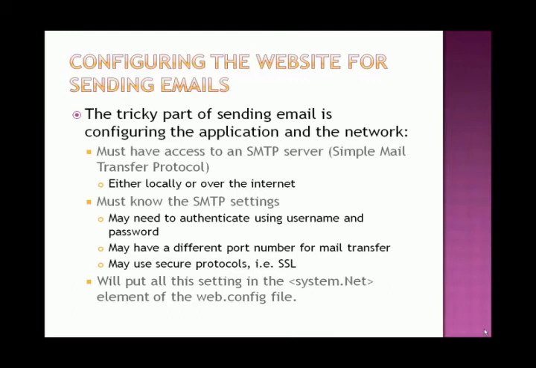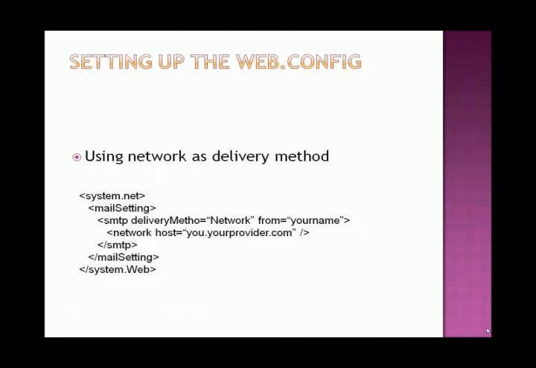When we have all this information about the SMTP server, we can configure the server globally in the web.config file in the system.net element. The system.net element is an element that we put as a child of the configuration element, which is the root element in the web.config file. And within the system.net element, we create mail settings. So your web.config file would look like this.